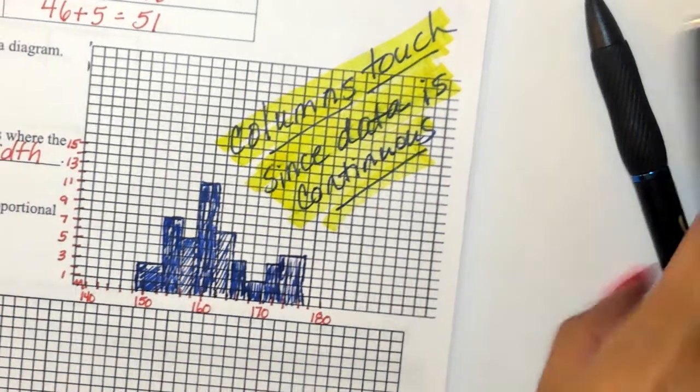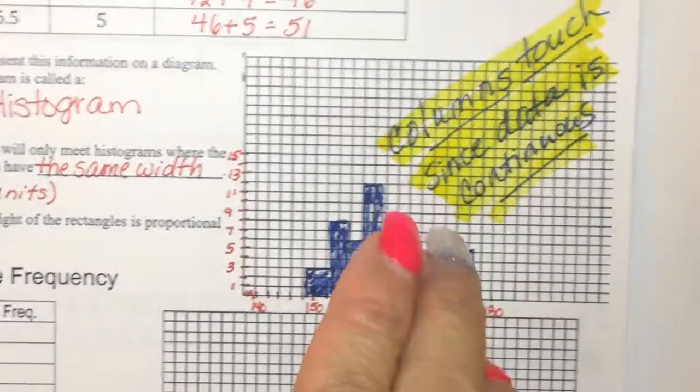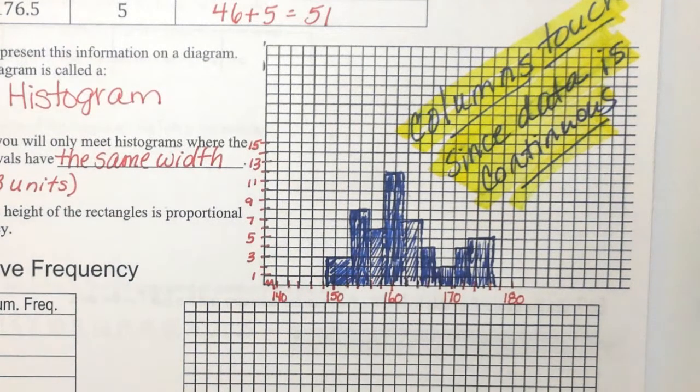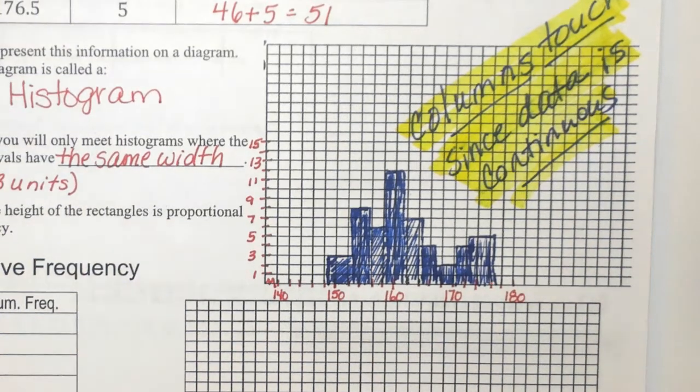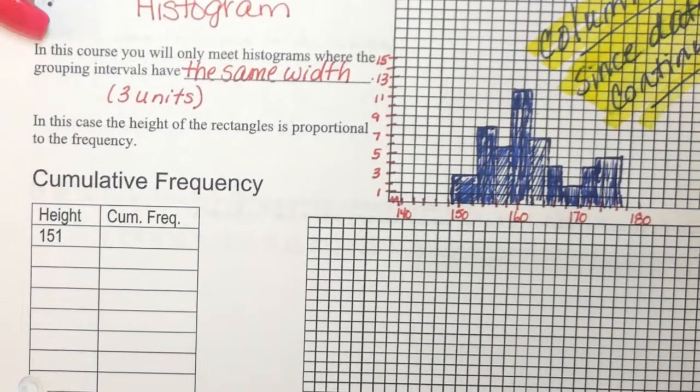If you're doing an IA about coffee cups and the amount of coffee somebody drinks and you create a histogram, no, it's not going to be that. It's going to be a cumulative frequency table because our columns are not going to touch and we're going to have discrete data.